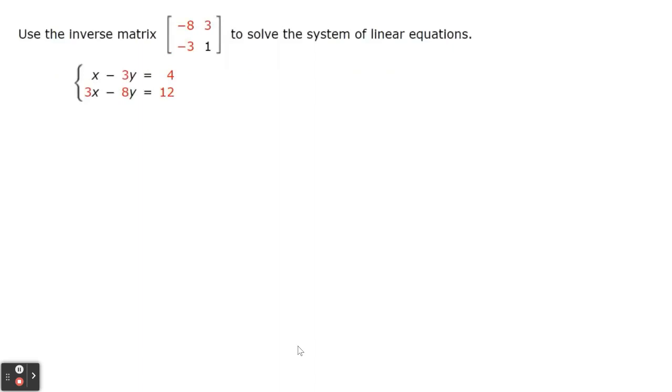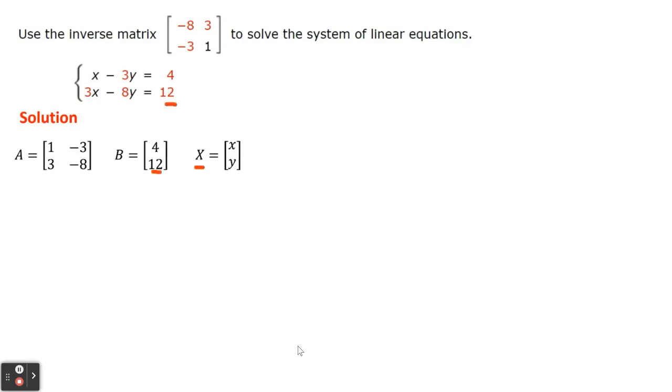So it says use the inverse matrix to solve the system of linear equations. We have a system here, and they tell us that this matrix is already your inverse. So this here is already the inverse, so I'm just going to call it A inverse. Okay, so A is 1, 3, -3, and 8. B is made up of your constants. So B is always going to be your constants. So these are my constants, and that's matrix B.